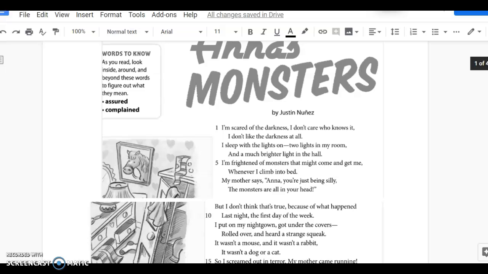I'm scared of the darkness. I don't care who knows it. I don't like the darkness at all. I sleep with the lights on, 2 lights in my room, and a much brighter light in the hall. I'm frightened of monsters that may come and get me. Whenever I climb into bed, my mother says, Anna, you're just being silly. The monsters are all in your head.